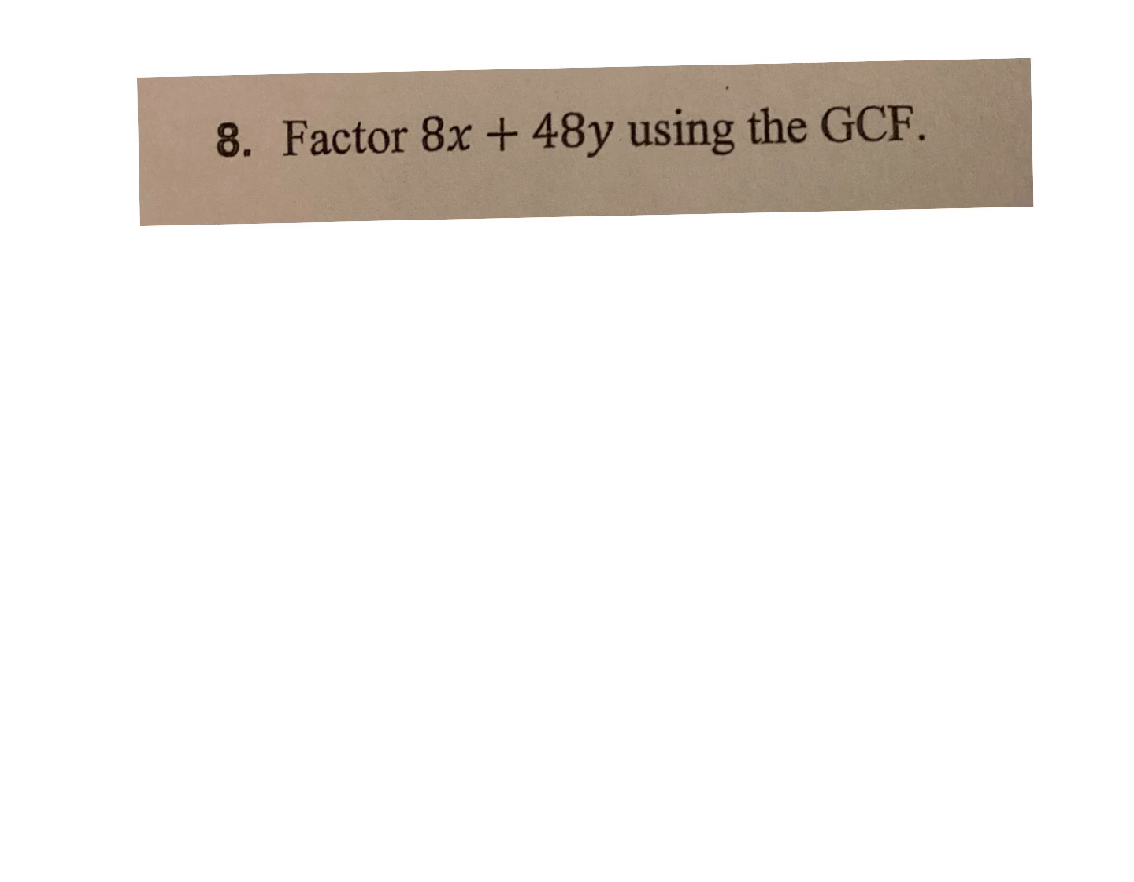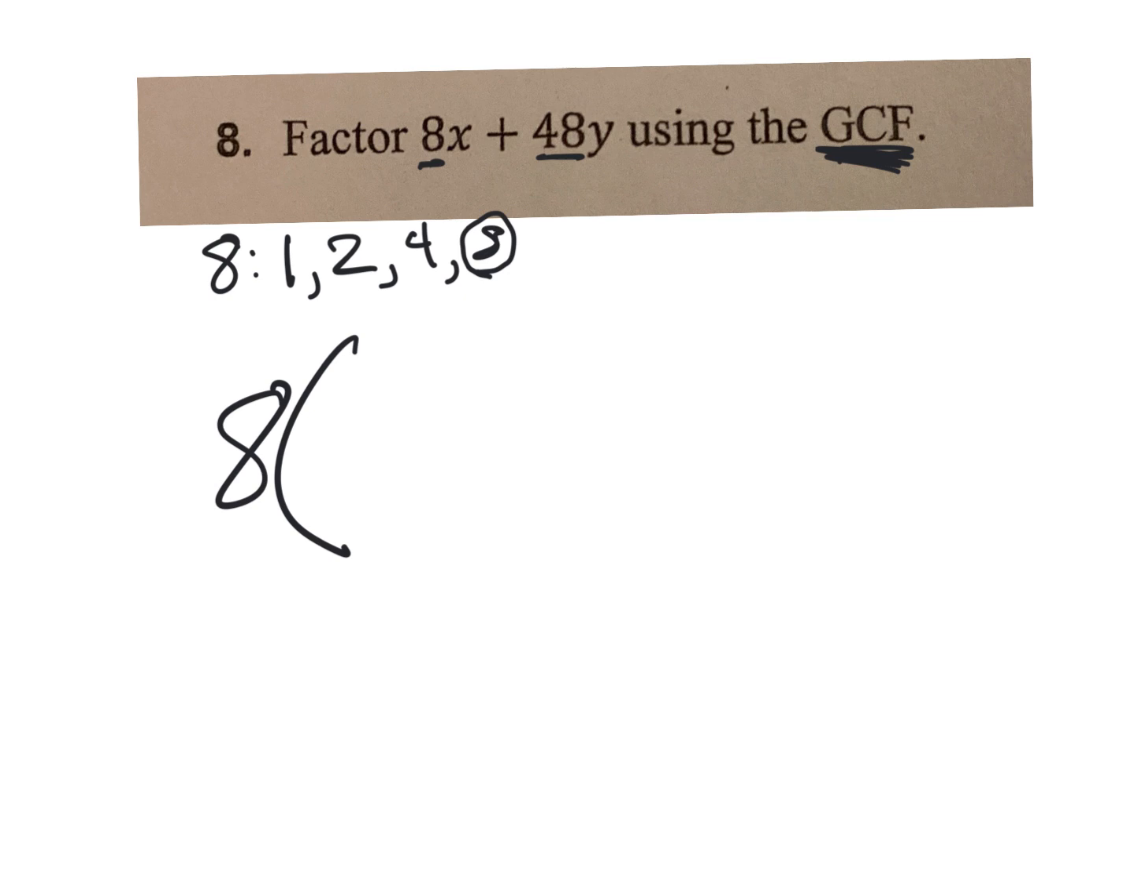All right, we're getting into some factoring now. So this time we're using the GCF. So I have to find the GCF of 48 and 8. So I take my smaller number, 8, and I know the factors of that would be 1, 2, 4, 8. Those are all my factors. Now I got to find the greatest one that goes into 48. Well, 8 goes into 48, so 8 is my greatest common factor.